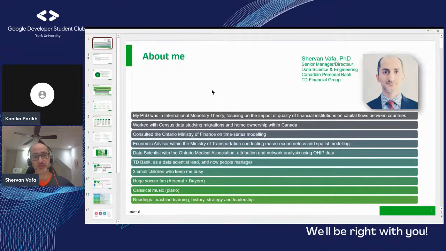Joined the Ministry of Transportation. That's where I got into spatial econometrics, which is a really interesting way of looking at data in general. Then I joined the Ontario Medical Association, used OHIP data, did a lot of attribution work, network analysis, panel data, all sorts of modeling there, before I joined TD initially as data science lead, doing a lot of NLP automation, propensity models, and things like that. Eventually I became a people manager, and now I manage a fairly large team of 16 data scientists, and we take about 4 to 5 co-op students every term as well.